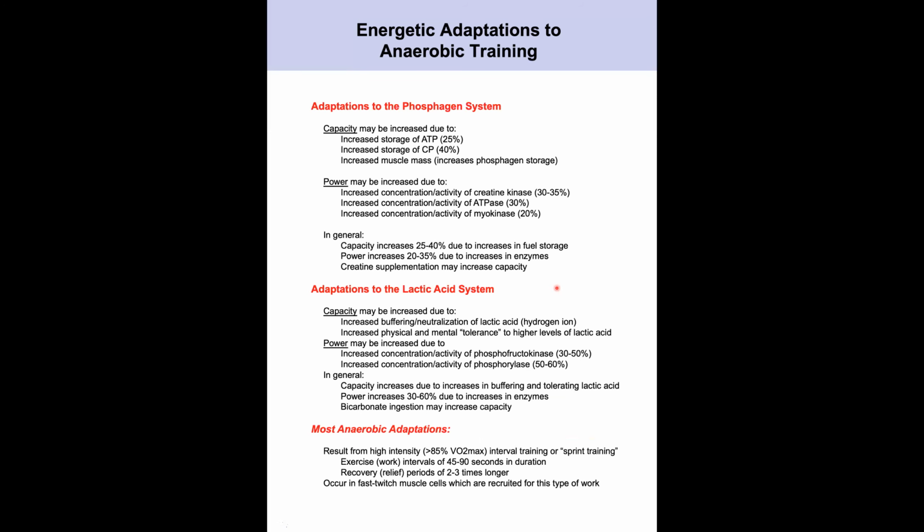All right, so those are your adaptations. How do you get adaptation increases? If you look down here at the bottom, high intensity, anything greater than 85% of your VO2 max, interval sprint training, intervals of 45 to 90 seconds, recovery relief periods 2 to 3 times longer, sometimes shorter. Basically, produce lactic acid as best as you can in order to get used to clearing it out.